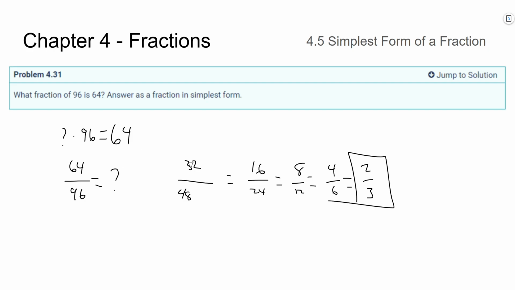So you can do it like that. You can just keep dividing by 2, or you can see if you can find the highest common factor if you know what it is. So if you know that both numbers are divisible by 8, for example, then you can divide both by 8. But if you don't know off the top of your head, just cutting in half over and over again is a fine way to do it also.